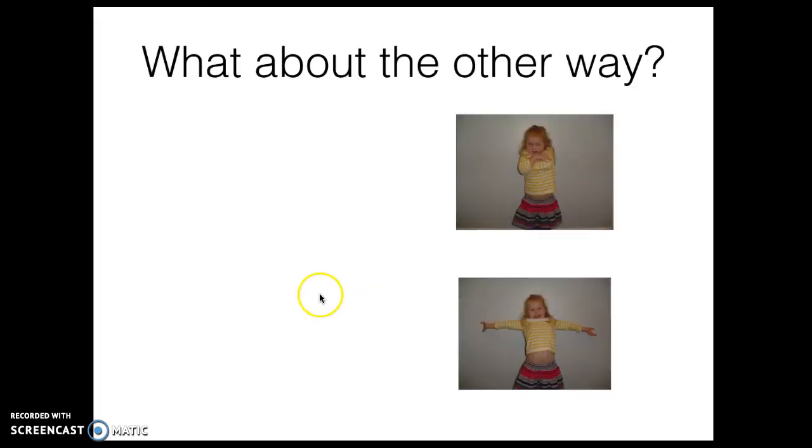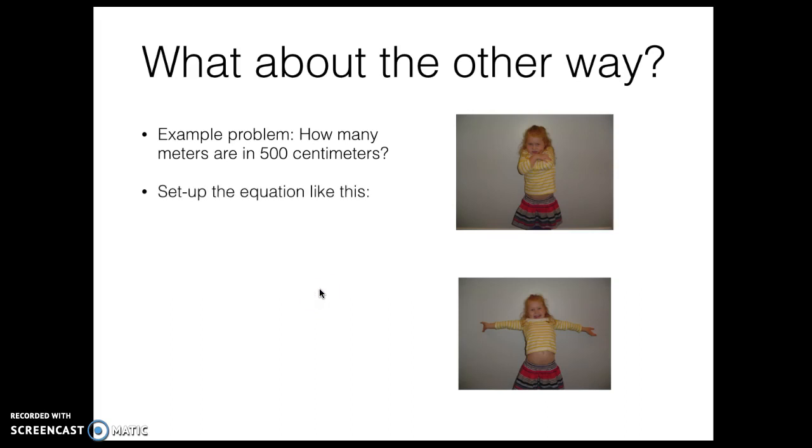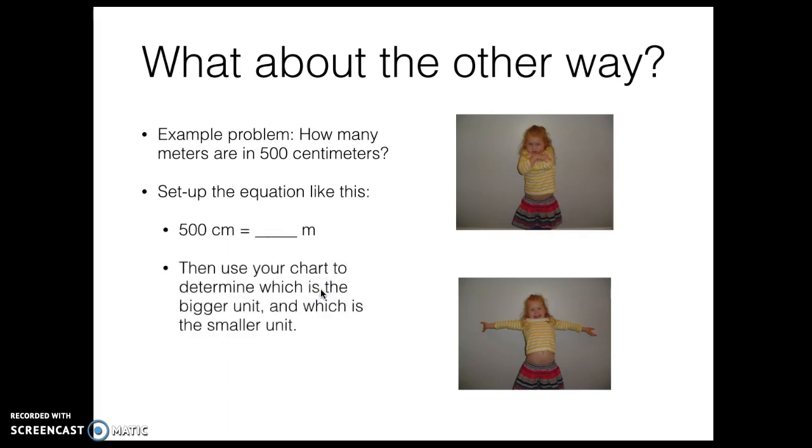What about if we go the other way, though? Here's an example problem. How many meters in 500 centimeters? Like I told you before, you're going to set up your equation just like this. You have 500 centimeters. How many meters is that? And this is important. We got to know which one's the big and which one's the small. In this case, centimeters is smaller than meters. Take a look at your conversion chart. 1 meter equals 100 centimeters. You need 100 of these centimeters just to get 1 meter. So centimeters are much smaller.